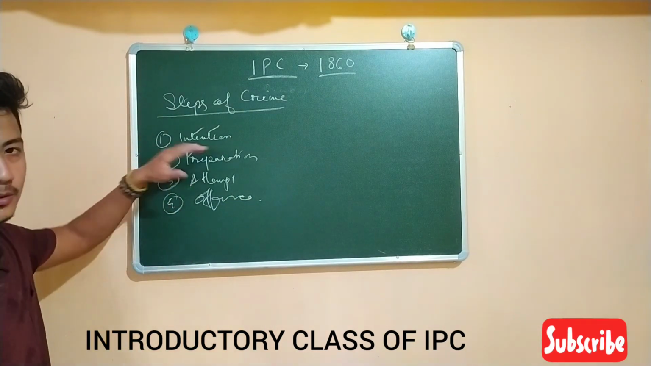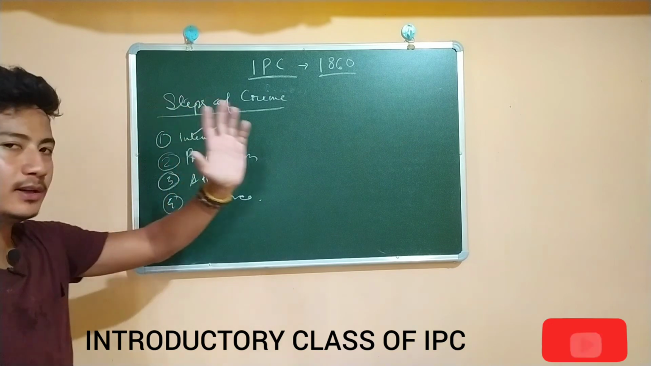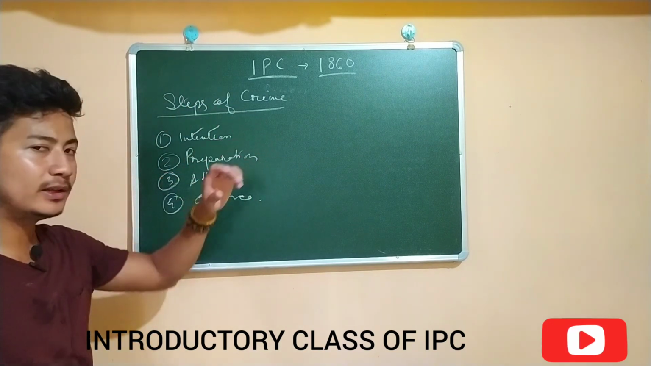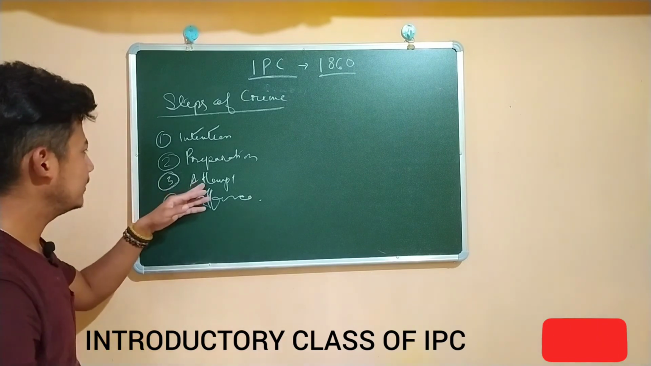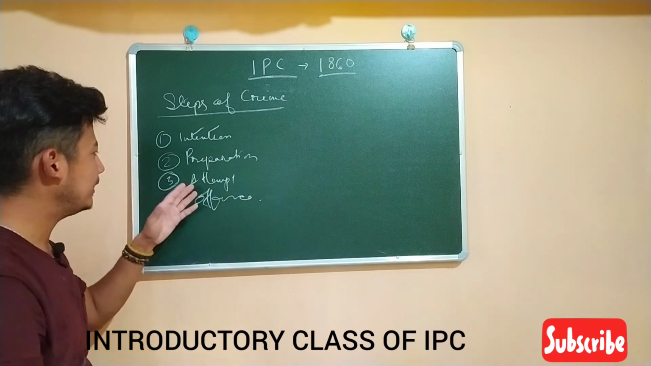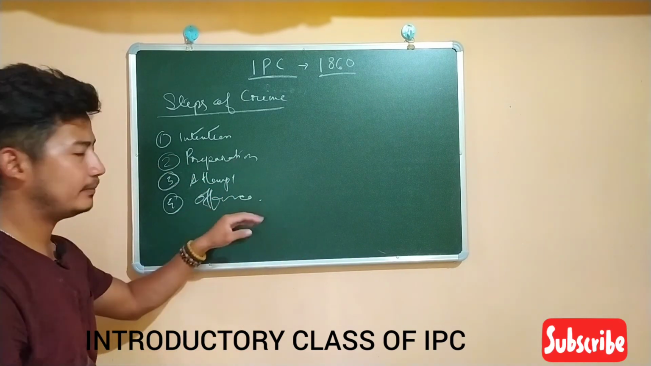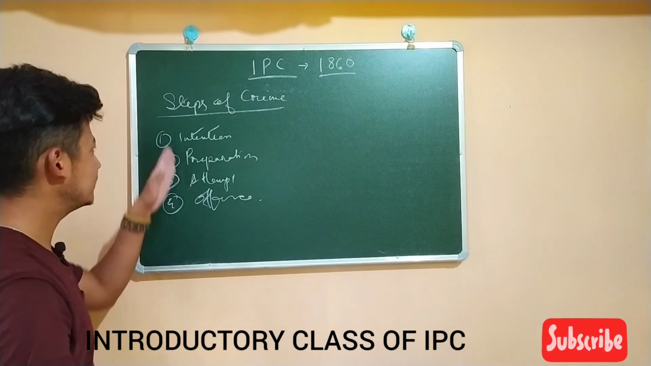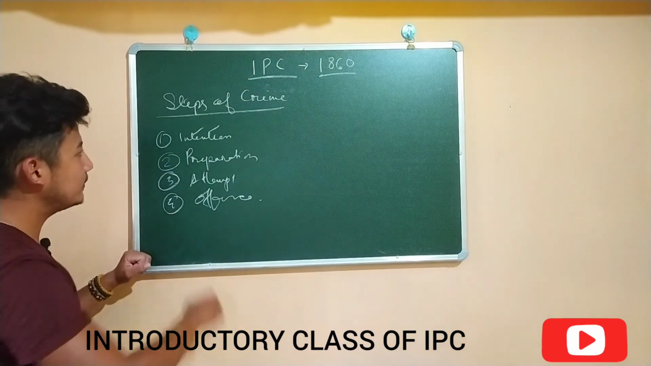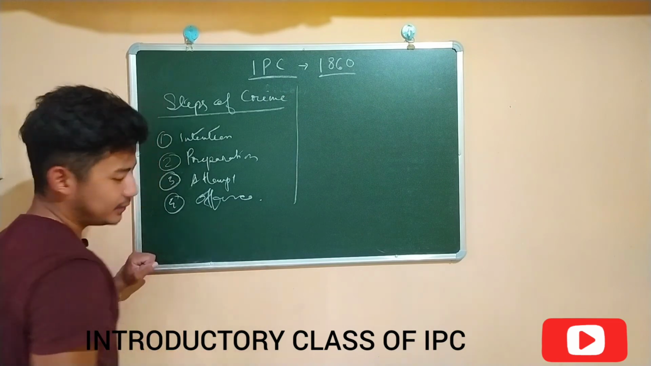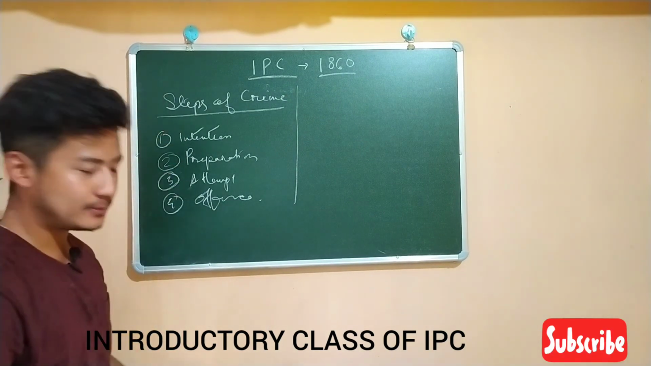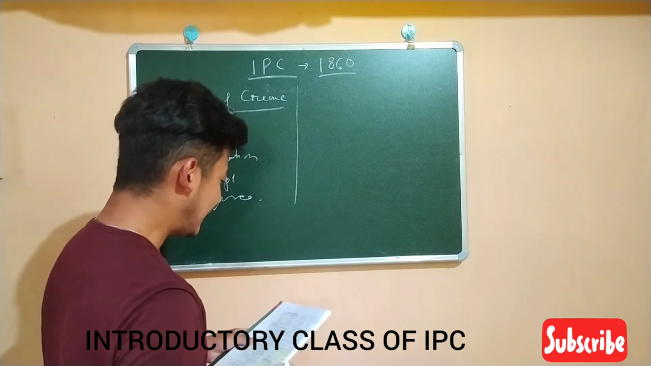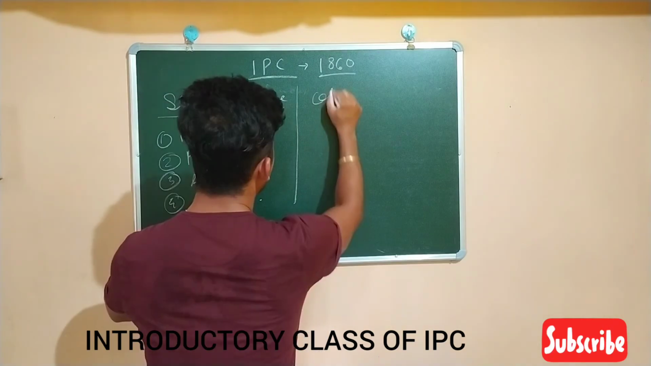First of all, the person will think in his mind that okay, I will commit this, and preparation for that, the person will make the arrangements, and third, attempt, and if the attempt is accomplished, that will be offense. So these are the steps of offense, and we will discuss it in detail in the next video. Today, since it is an introductory class, I am just giving an introduction about it.